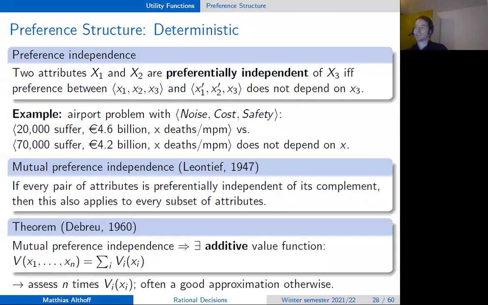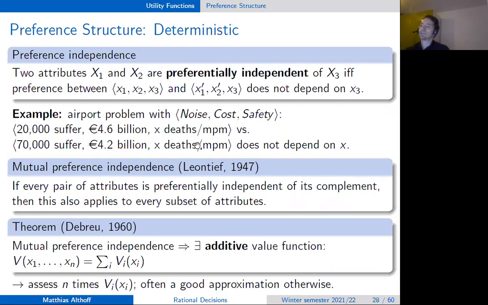Whether an airport is a prize or not, prize just means the word that is used in utility theory for when you get something for sure. So either you get this airport where 20,000 suffer from noise and you have this amount of cost and this amount of death, or you get this.